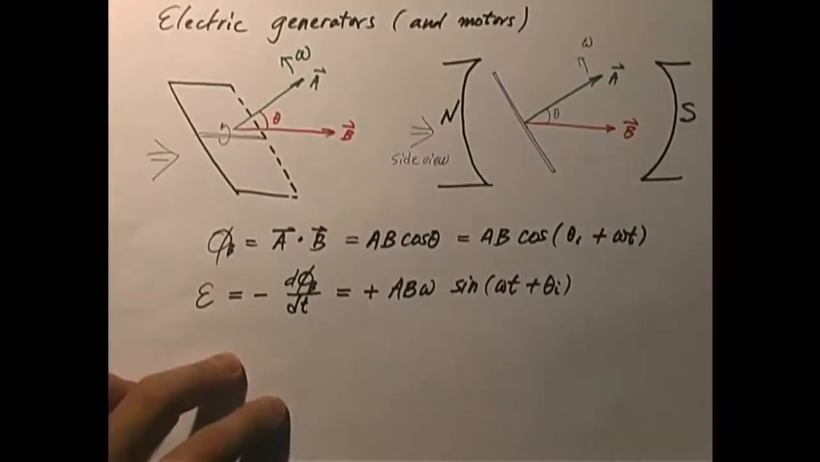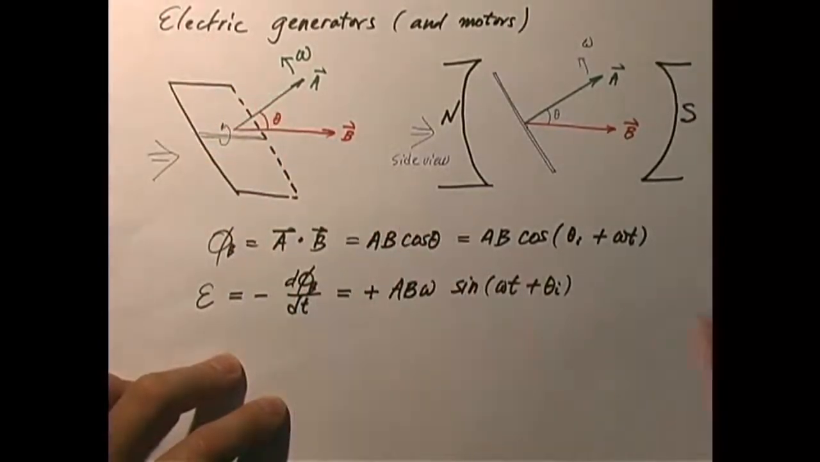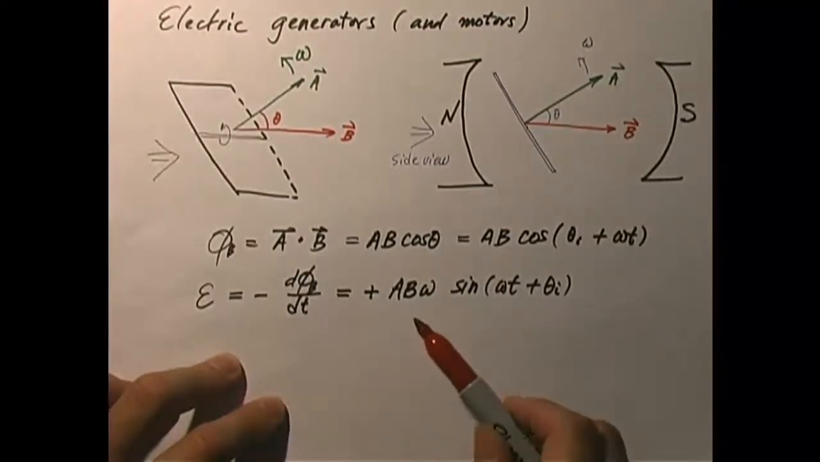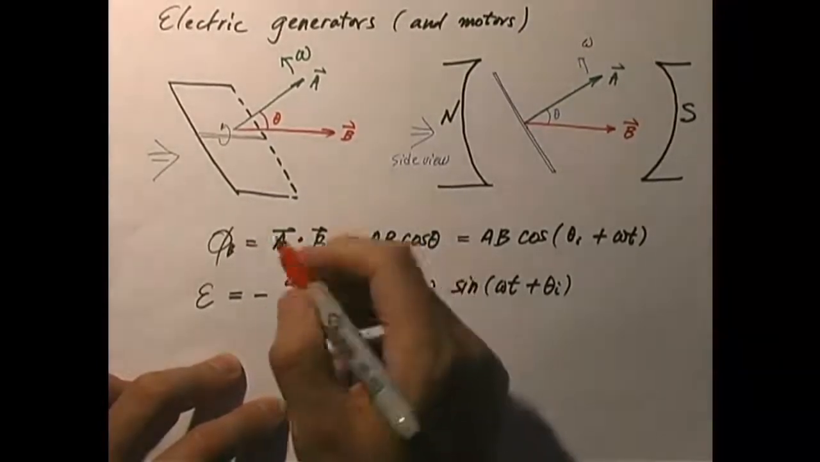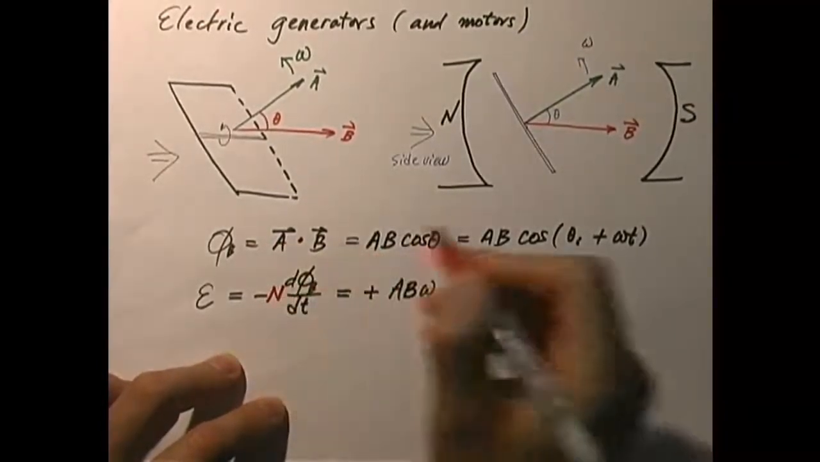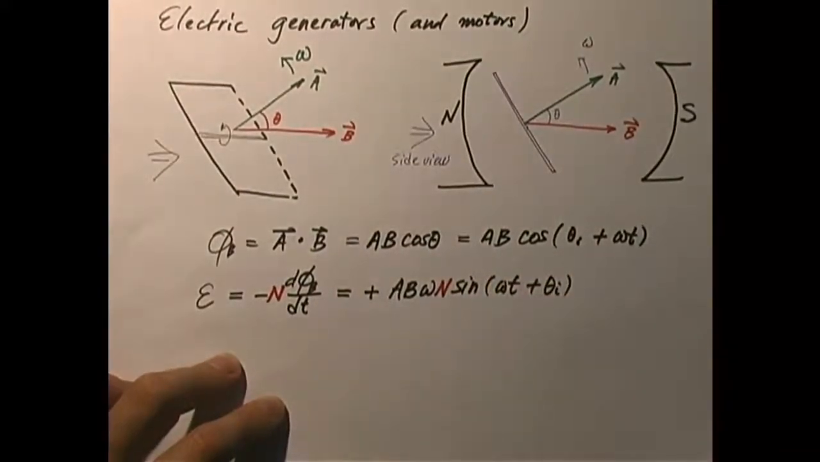So therefore, if you have n turns, so this loop is made of n identical turns, then the total EMF would be n times this value. So you got to put an n here for the most general case. There's an n here. That's something that we keep in mind.